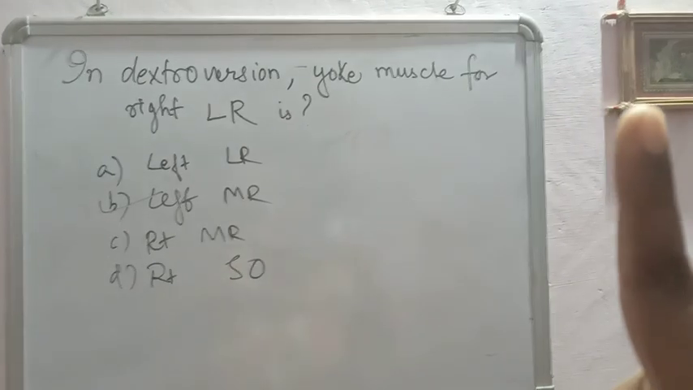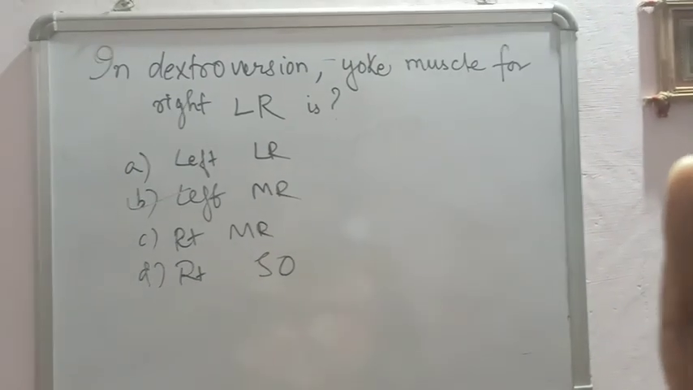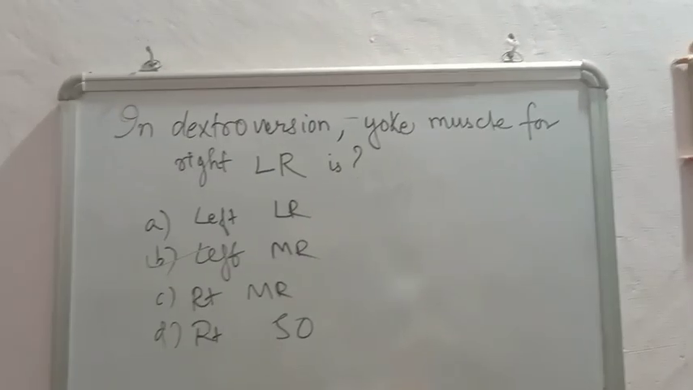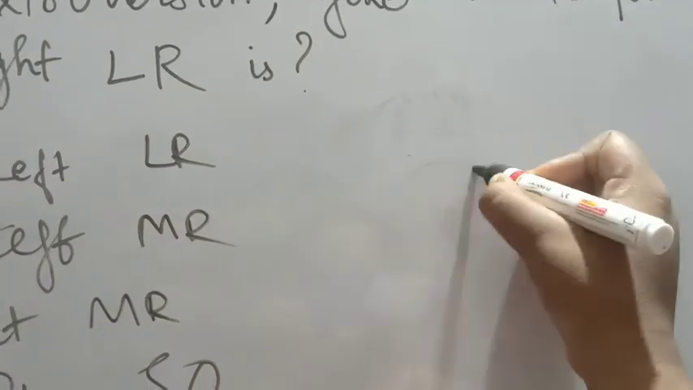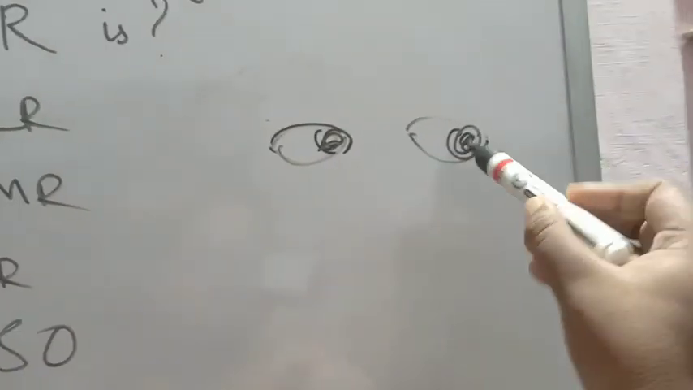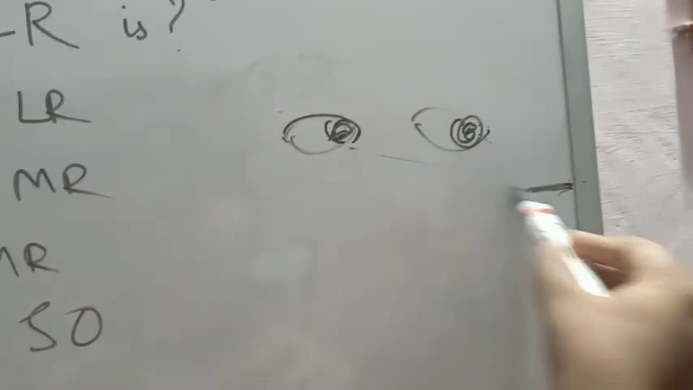If I'm looking to the right, then what muscle contracts? The right side lateral rectus is contracting, and also the left side medial rectus has to contract, isn't it? When someone is looking somewhere, suppose there is some object on this side, then what happens? This side will look here, this side will look here.